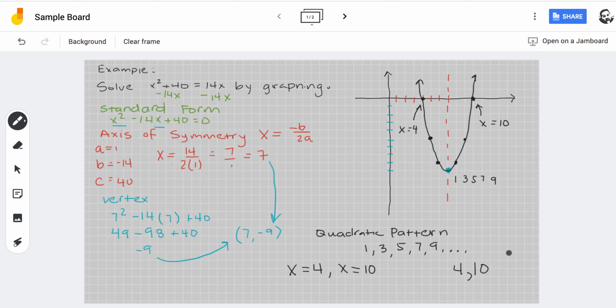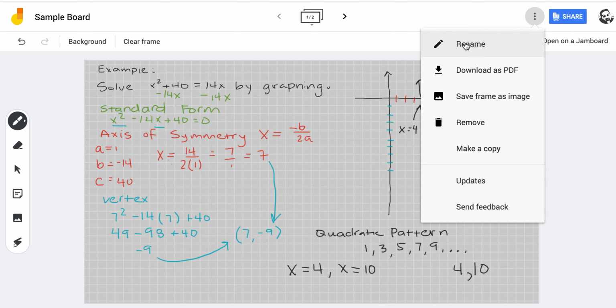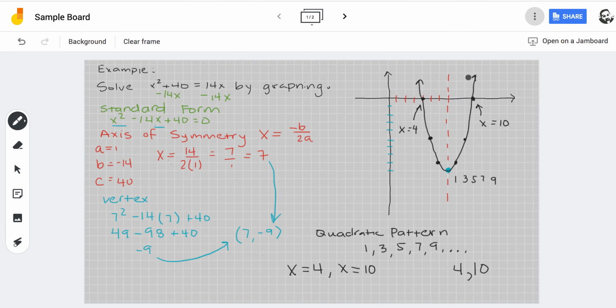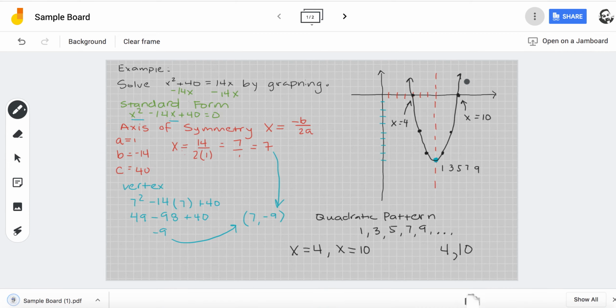submit. The very last question, I'm going to ask you to submit a PDF of this file. All you have to do is go to the three dots right there, go down to download as PDF, click that, and what's going to happen is it's going to save it as a PDF file, and it'll show up on your Chromebook in the download folder.